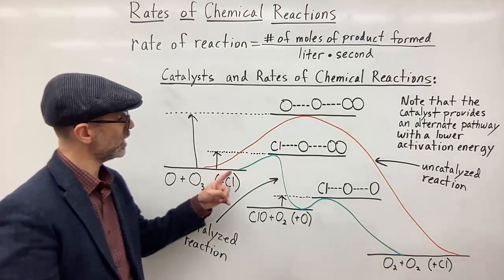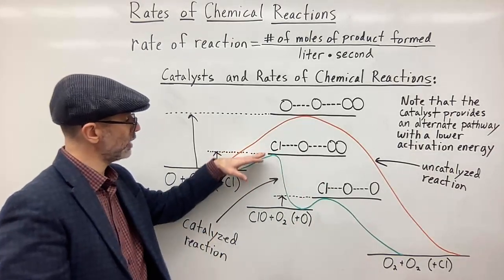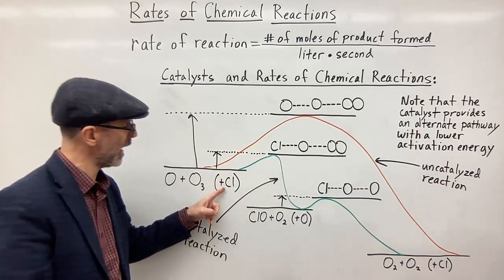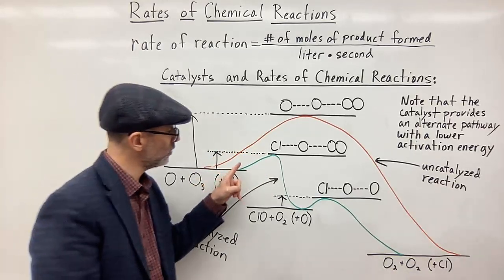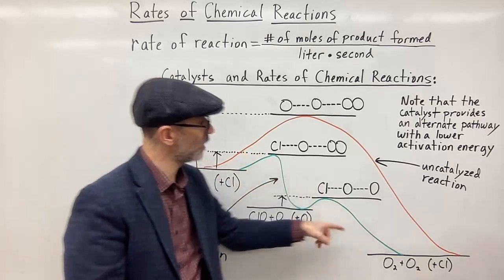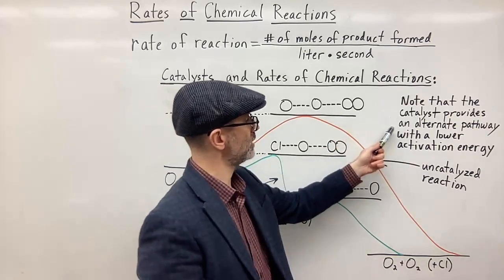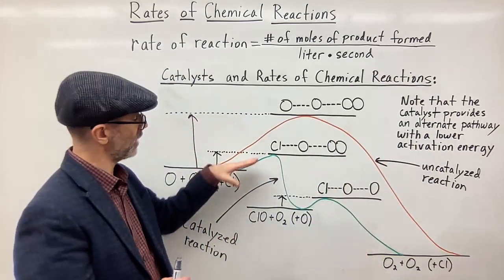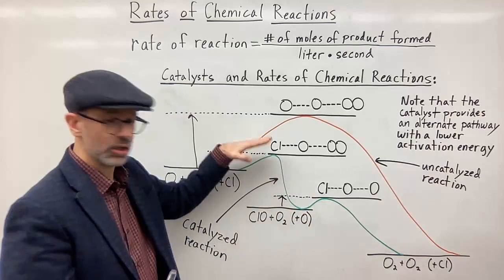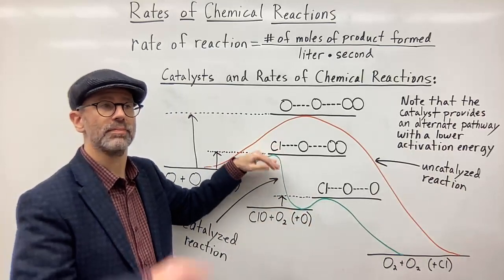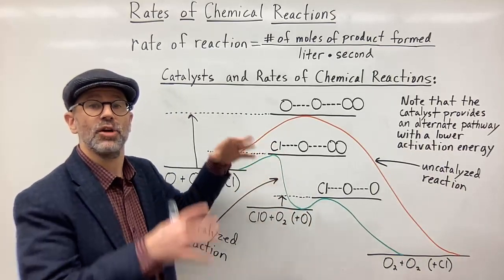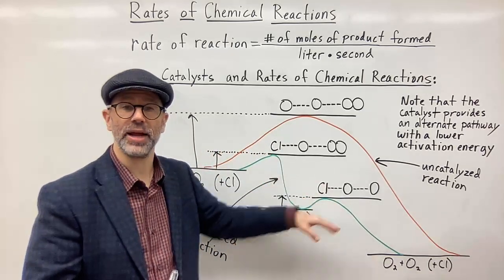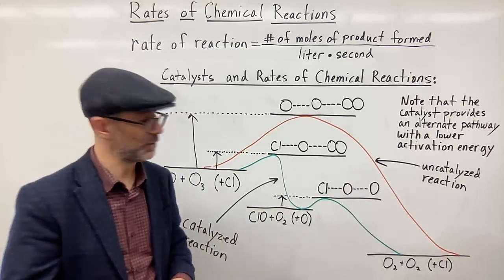So you can see here that, one, the activation energy is much smaller going this way with the catalyst. Also, you can see that there's another pathway. The catalyst provides an alternative pathway to get to the products, and that pathway allows less energy to be needed for the reaction to occur. So this is going to make the reaction go a lot more quickly.